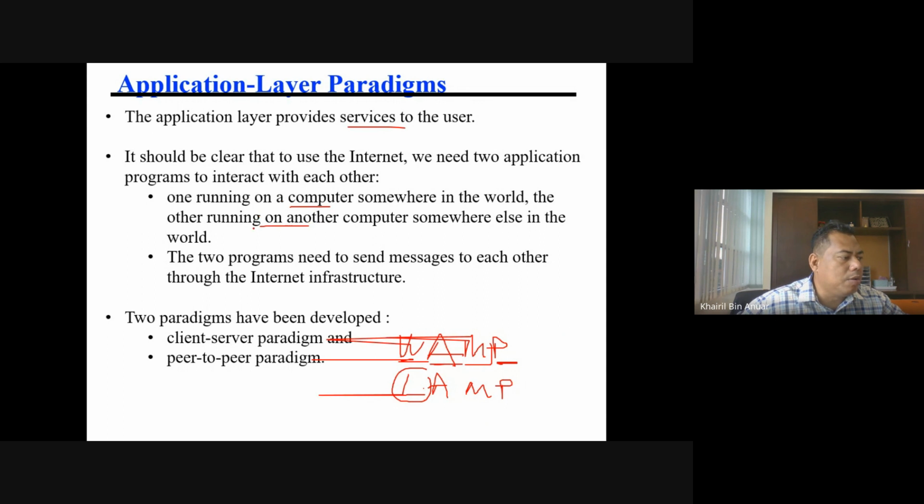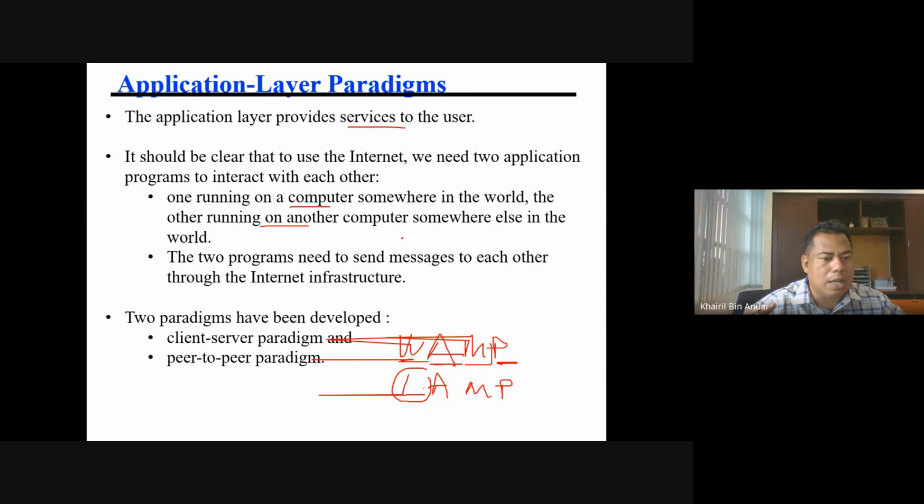Okay, so you need to be connected from two different devices. The two programs need to send messages to each other through the internet infrastructure. Other than the physical infrastructure, you need to exchange messages between the devices, and in between, they need to decide what to do with the information. So you have a few commands going on from sender to receiver, receiver to sender.